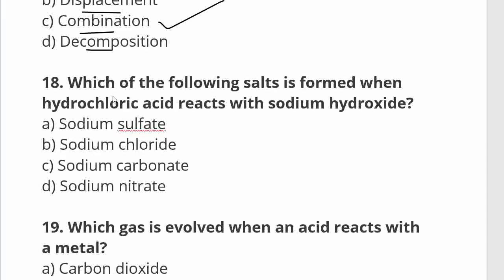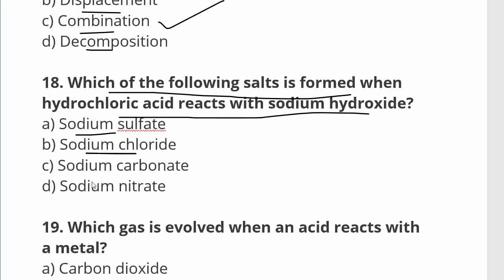Next question. Which of the following salts is formed when hydrochloric acid reacts with sodium hydroxide? Options are A. Sodium sulfate, option B. Sodium chloride, option C. Sodium carbonate, option D. Sodium nitrate. Then the right answer is option B. Sodium chloride.